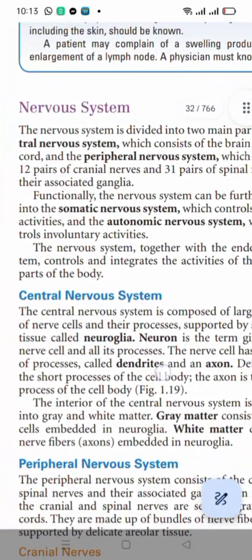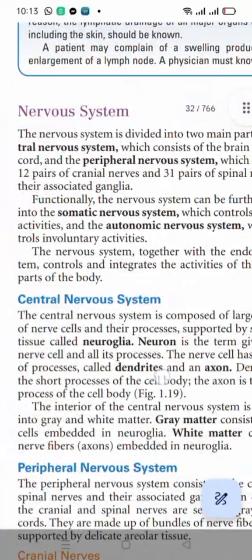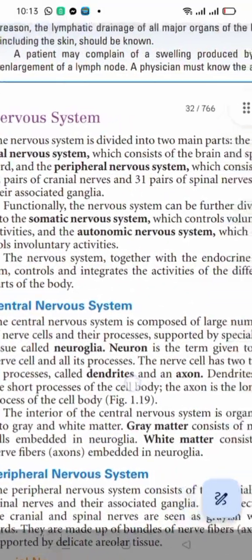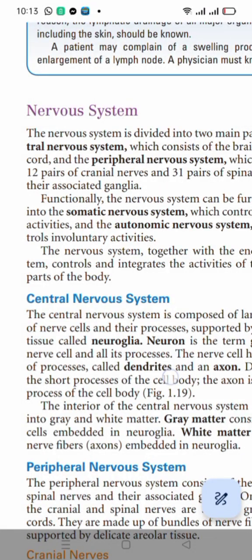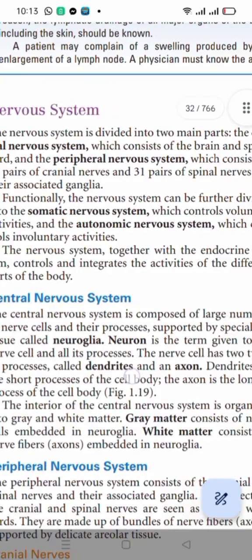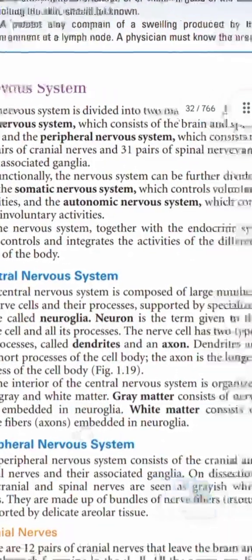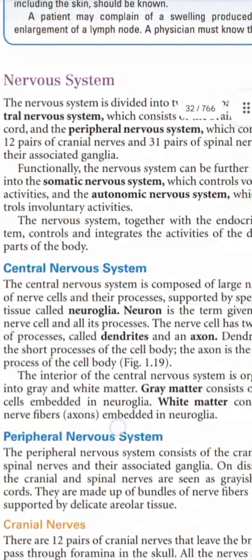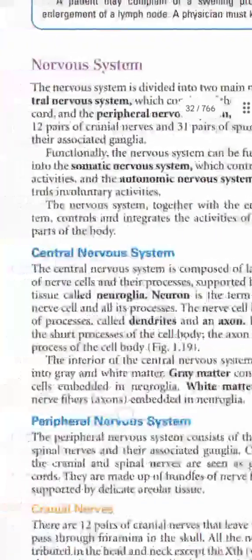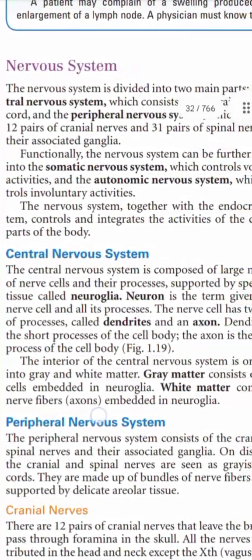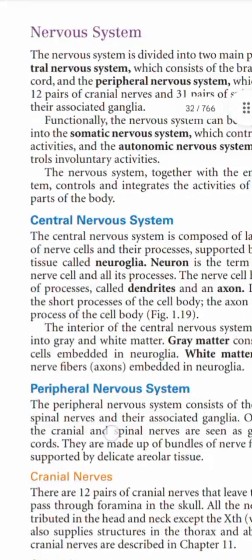Central nervous system. The central nervous system is composed of large numbers of nerve cells and their processes supported by specialized tissue called neuroglia. Neuron is the term given to the nerve cell and its processes. The nerve cell has two types of process called dendrites and an axon. Dendrites are the short processes of the cell body. The axon is the longest process of the cell body.